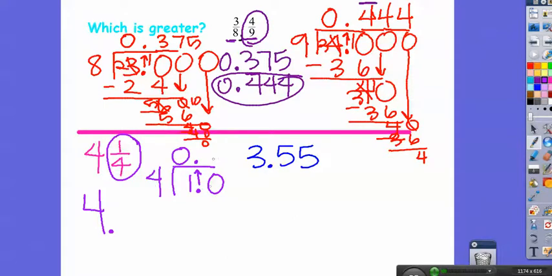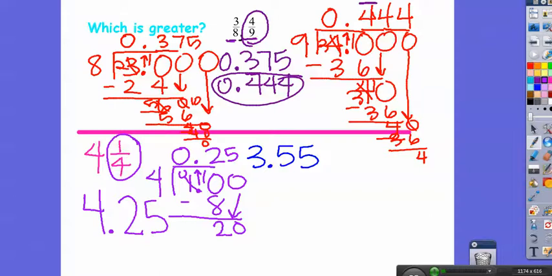4 can go into 10 2 times. 2 times 4 is 8. 10 minus 8, or we can borrow, is 2. We need to add a 0 and bring it on down. 4 can go into 20 5 times. So 4 and 1/4 is converted into 4 and 25/100ths.